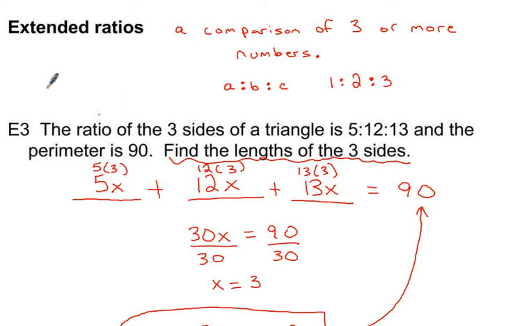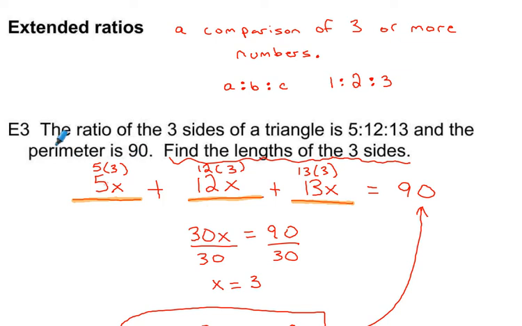So when you have this, you're going to use this in an application problem for geometry. It says the ratio of 3 sides of a triangle is 5 to 12 to 13. And the perimeter is 90. Now remember, perimeter is just all 3 sides added up. So you can see that we have a line for each one of these. We have a line that represents side 1 right here, side 2 right here, and side 3 right here.